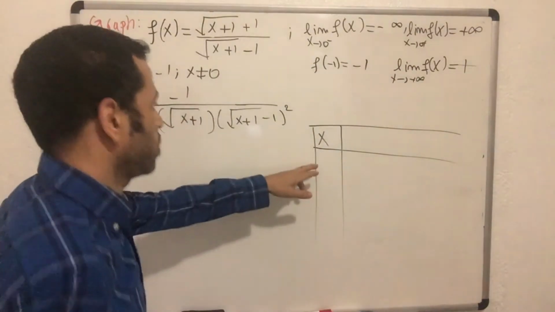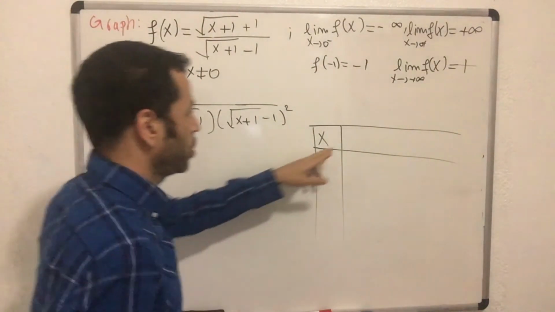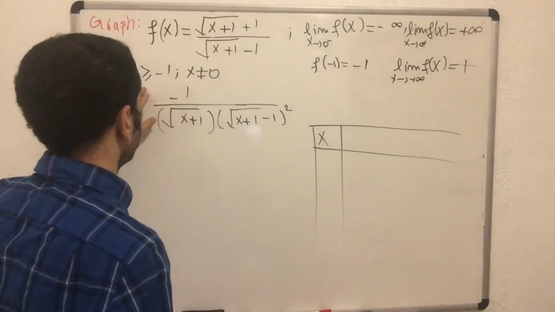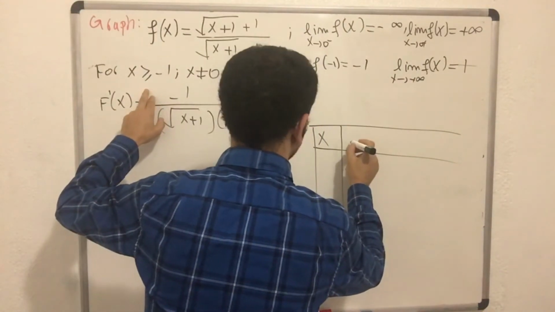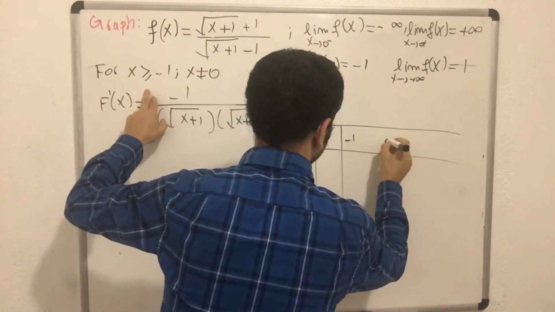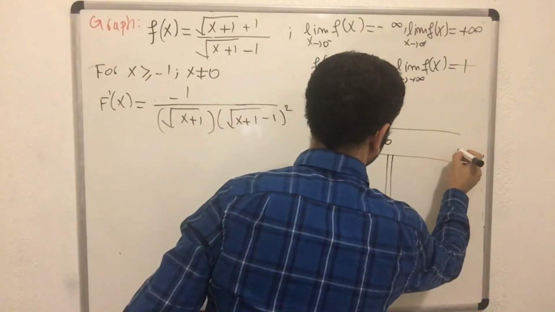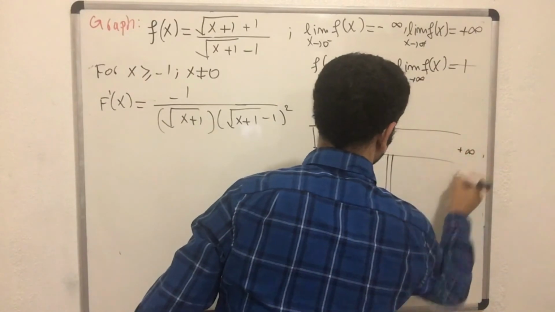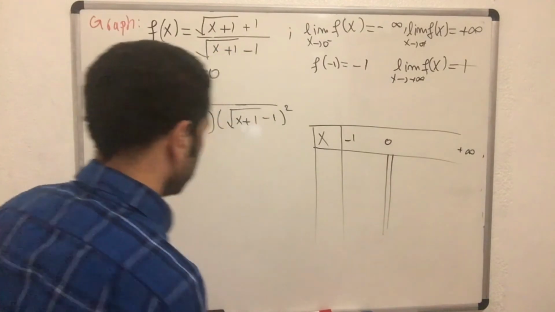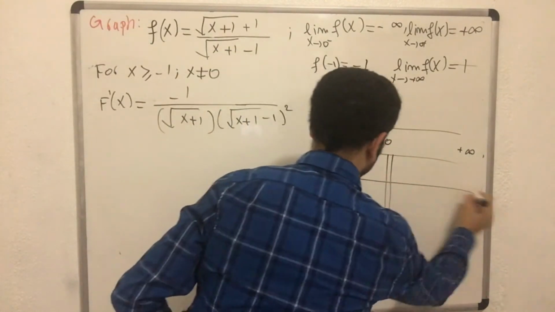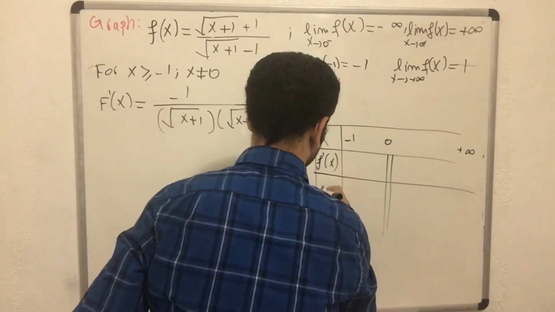The first line is representing x, that means the input. We have this interval: as we mentioned before, we have minus 1, we have 0, 0, we have plus infinity. Okay, so now we have f prime of x, and we have f of x here.